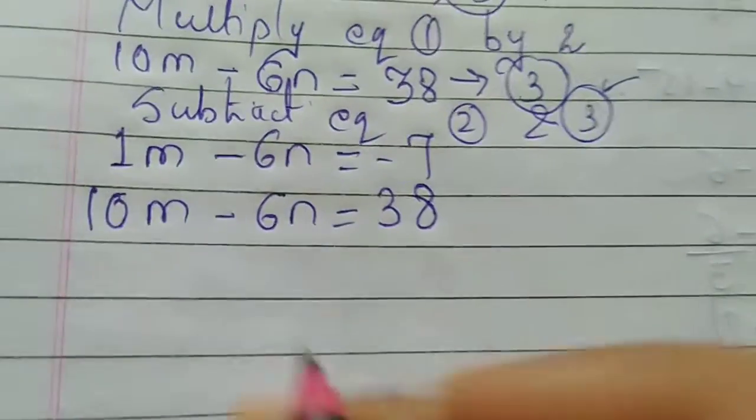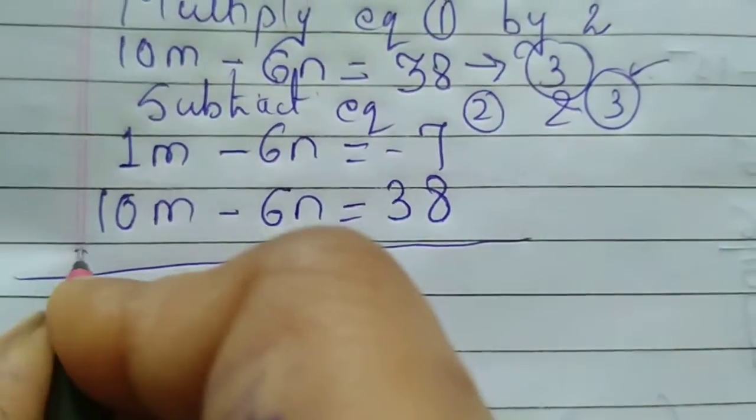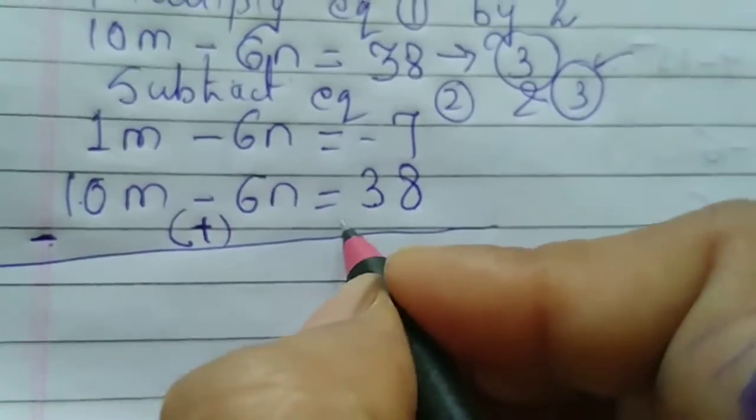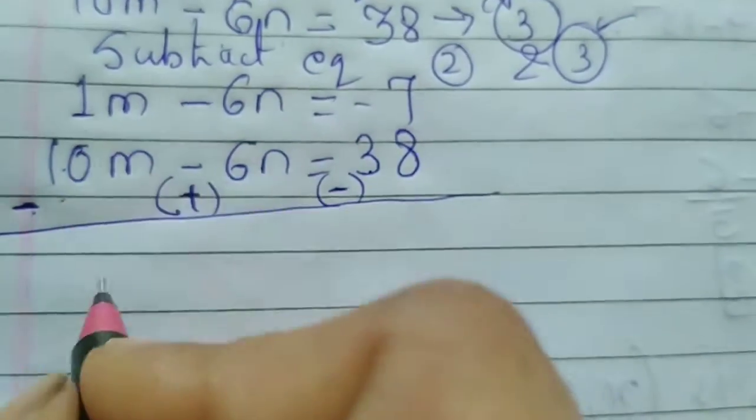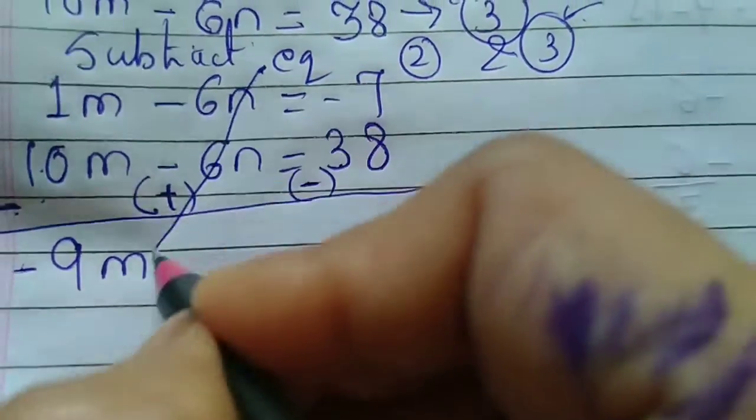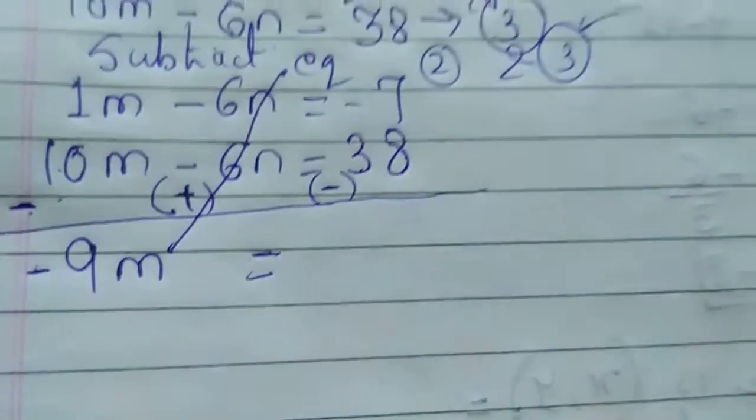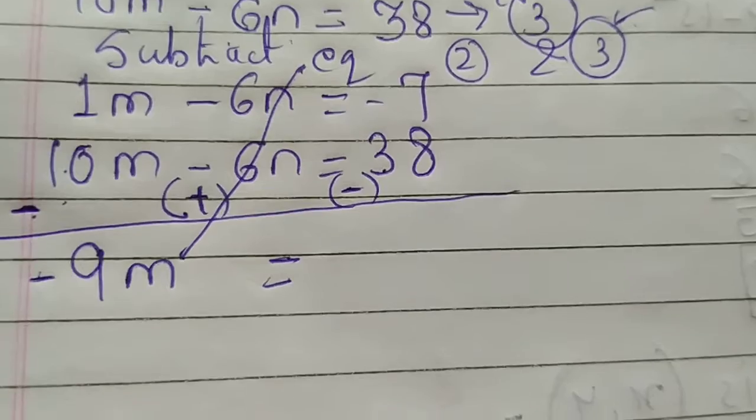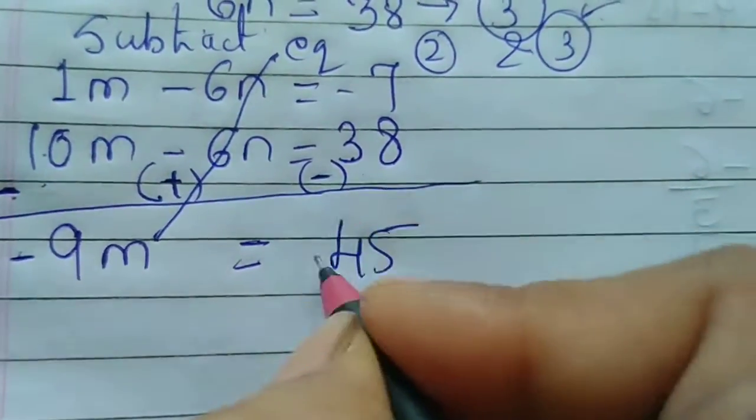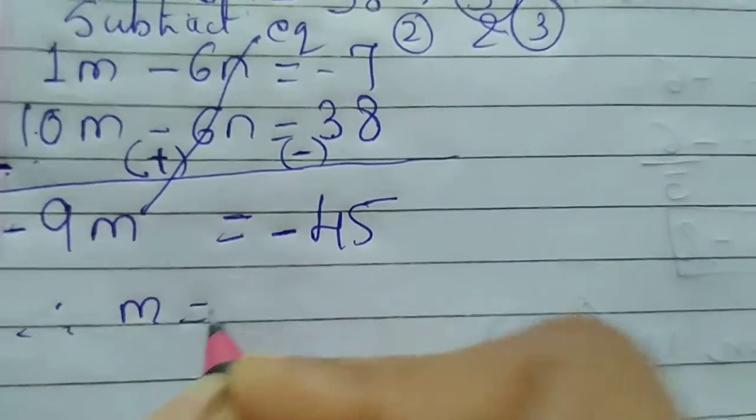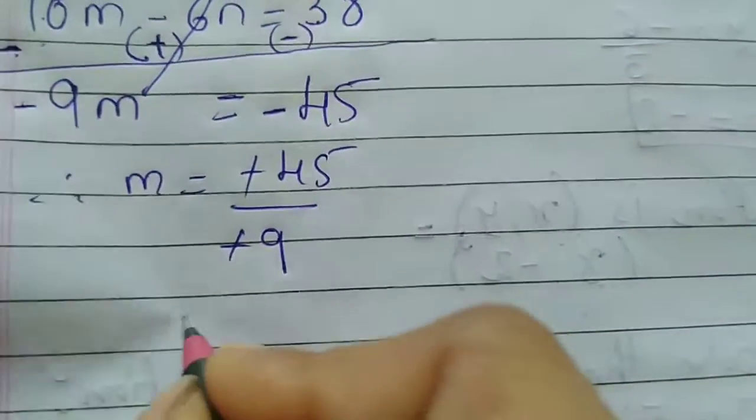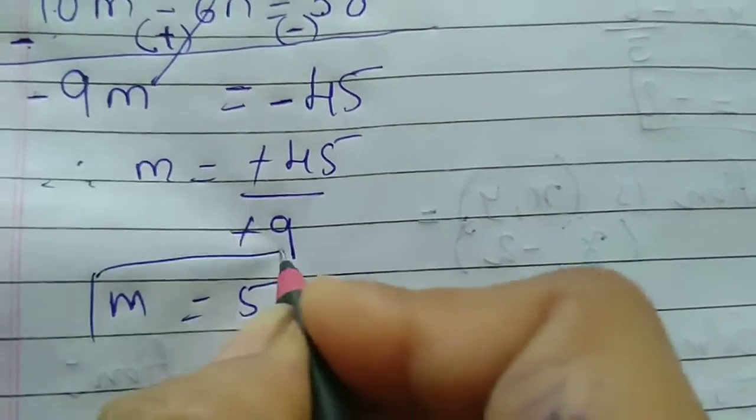I'm not taking 1, children. Now when you are subtracting, the sign will change. This is plus, this will become minus; this is minus, this will become plus; this is plus, this will become minus. 10 minus 1, you'll be getting 9m, and this will get cancelled. Now minus, minus, you'll be getting plus. So it will be 45. Therefore, m is equal to minus 45 upon minus 9. Minus minus will get cancelled and you will be getting 5. That is the value for m.